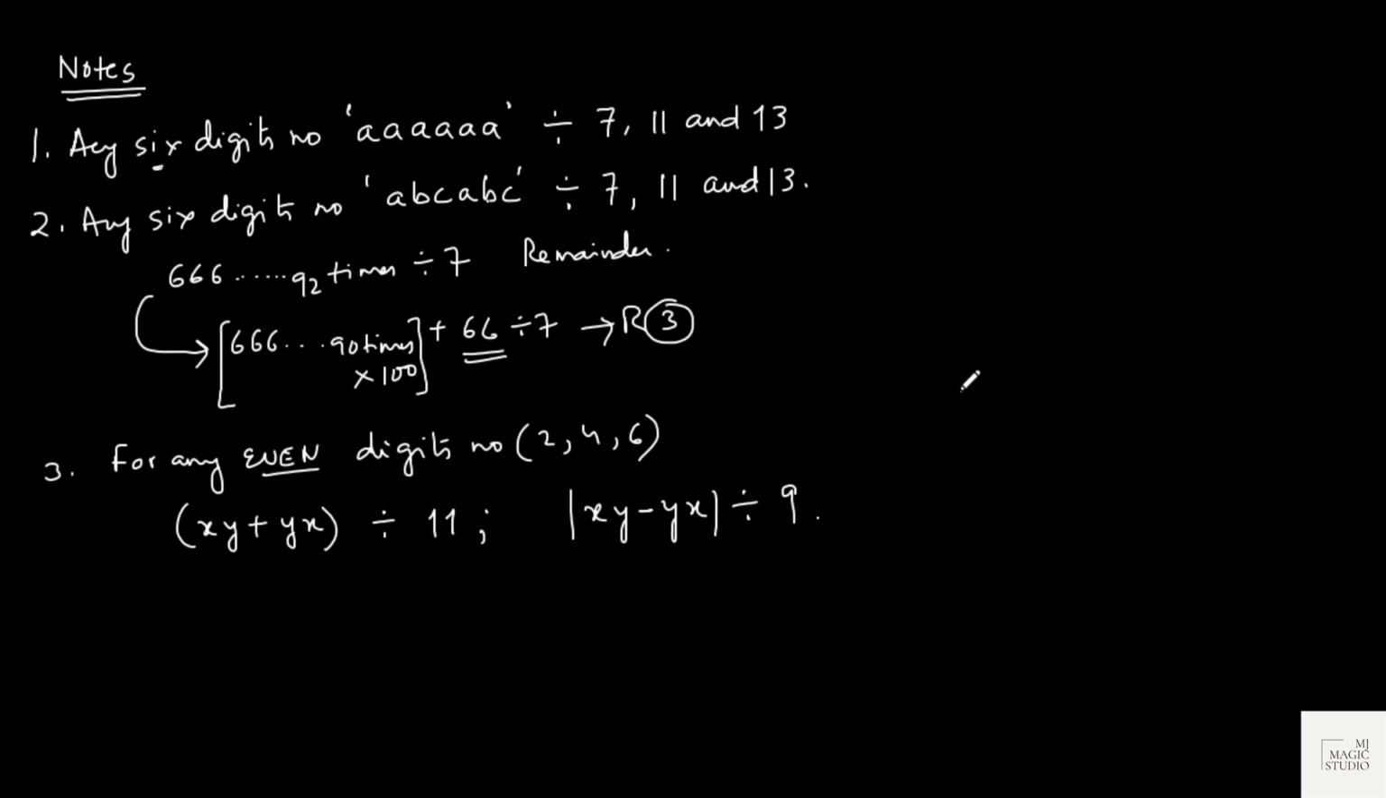You can see like 23, 32 is 55, which is divisible by 11. And 32 minus 23 is 9, which is divisible by 9.